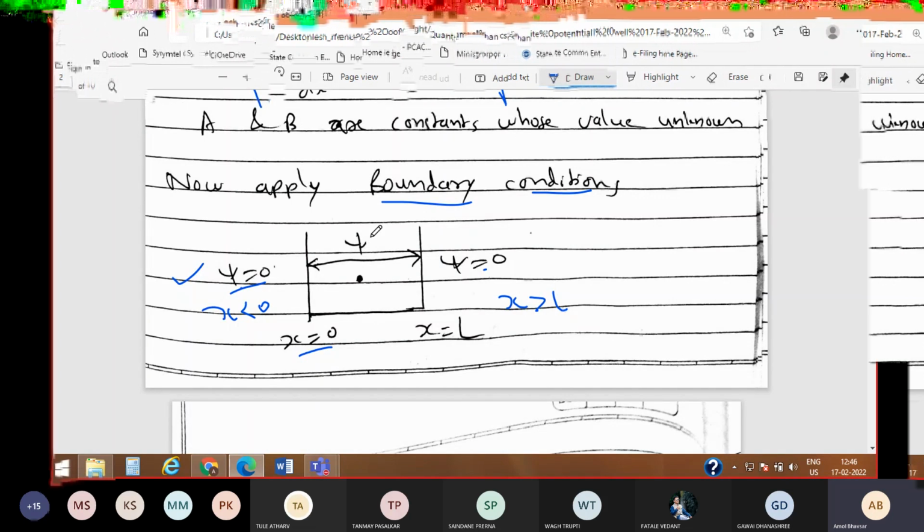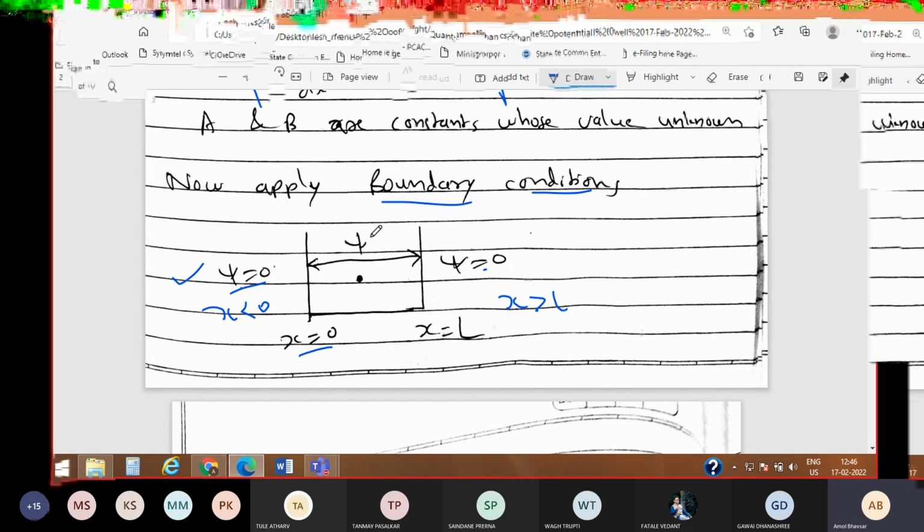So put this value here in this equation. Apply the limit 0 to L. A square is common. I had taken it out of the limit and put the value of sine square as 1 half into 1 plus sine of 2n pi x upon L dx is equal to 1. Here I have just put 2n pi x upon L in place of theta.